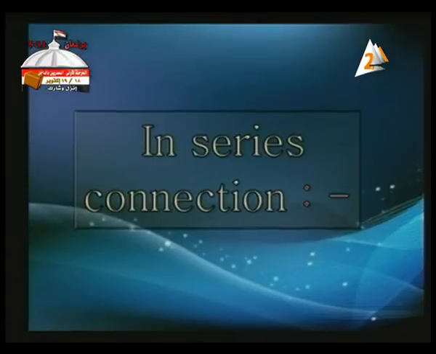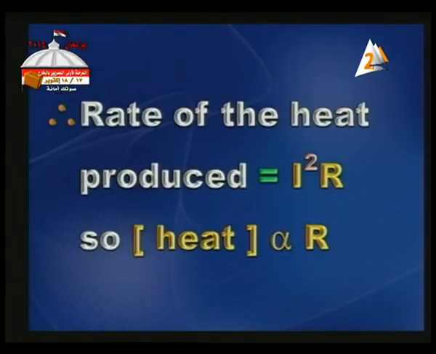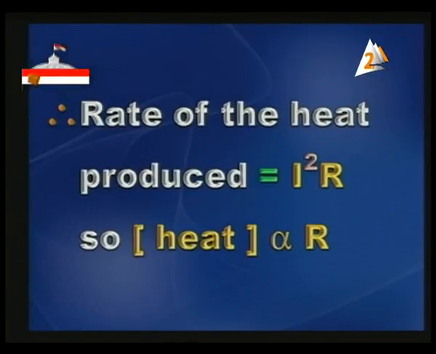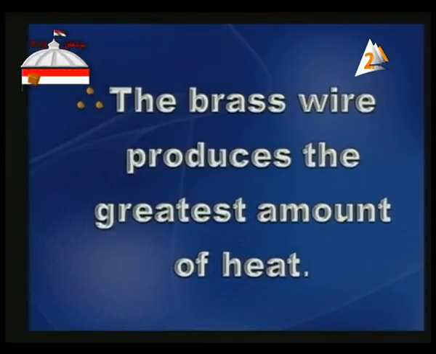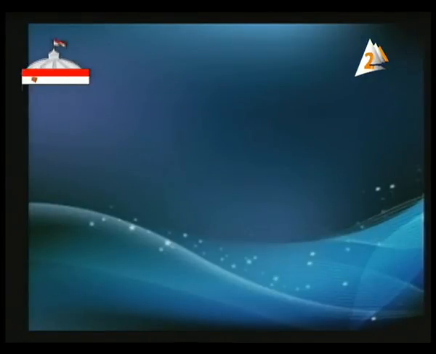When connecting in series, this is very important. Asking about the heat produced is asking about the power. When connecting in series, what happens? Your attention, please. The rate of heat produced, which is the power, is determined from the relation I squared R. Connecting in series means current is constant. So heat is directly proportional to the resistance. The higher the resistance, the greater the amount of heat produced. So which wire? The wire which has the highest resistance, the brass wire.